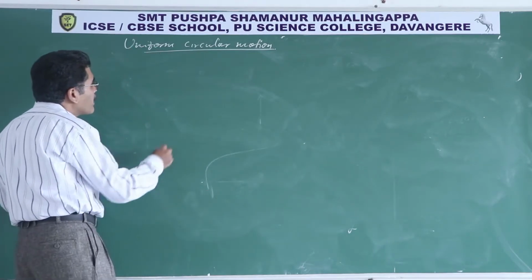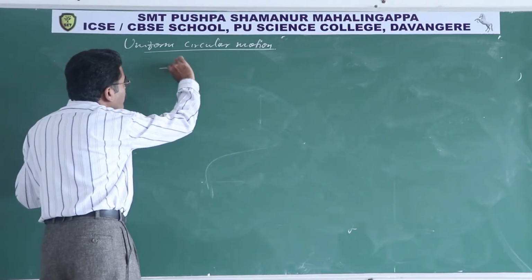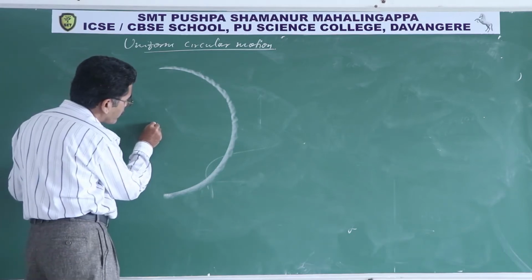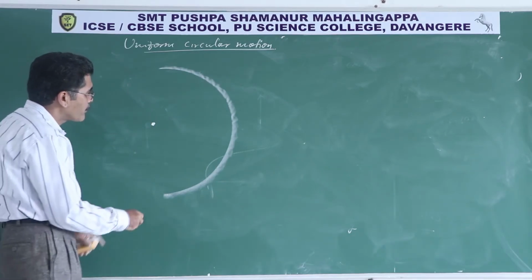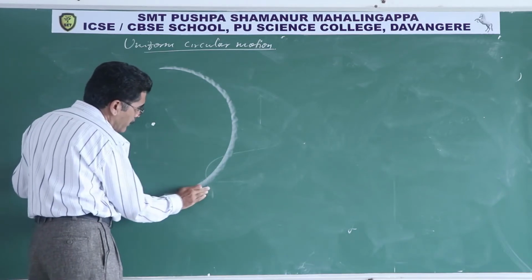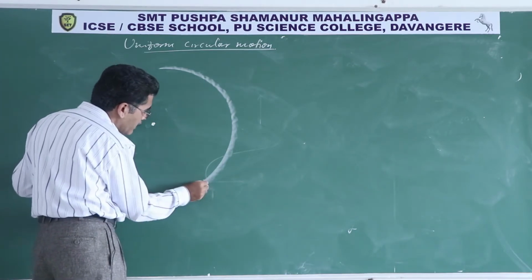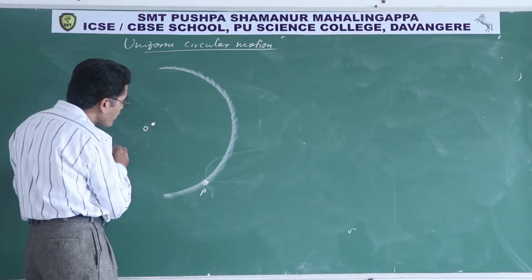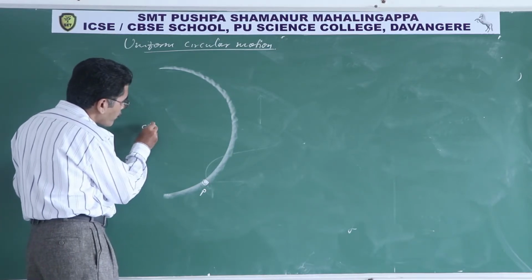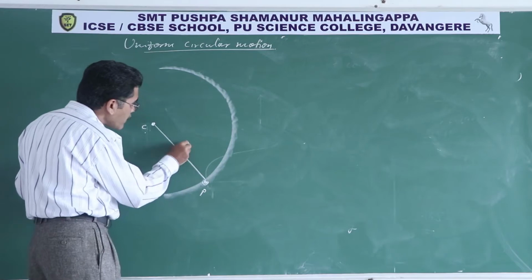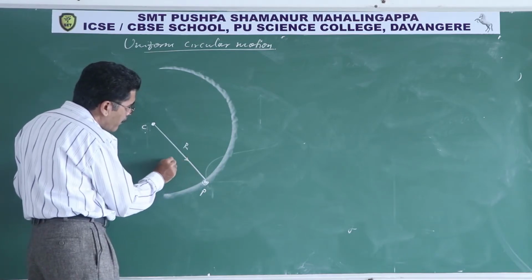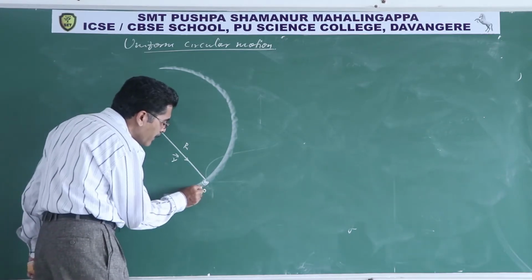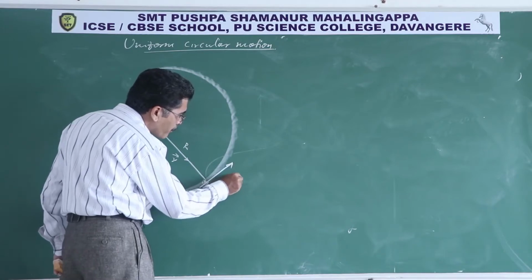Let me consider a particle moving along the circular path. I just take a part of the circular path. This is the center, and initially the particle is at point P. This is the point where the radius is r, and it is represented by radial vector r. Here the velocity is tangential to it, v.